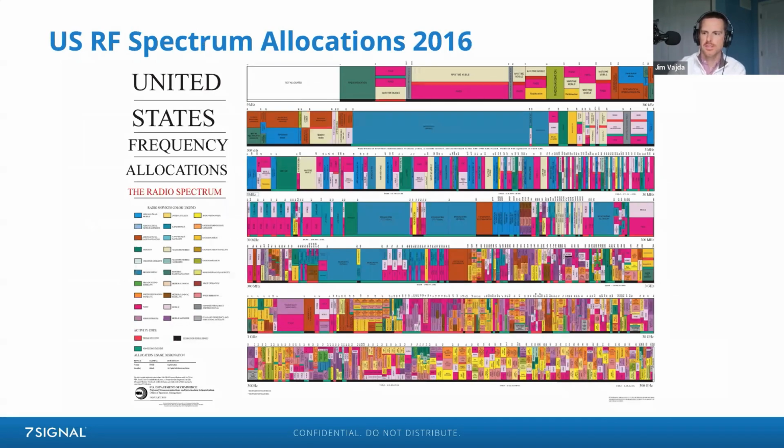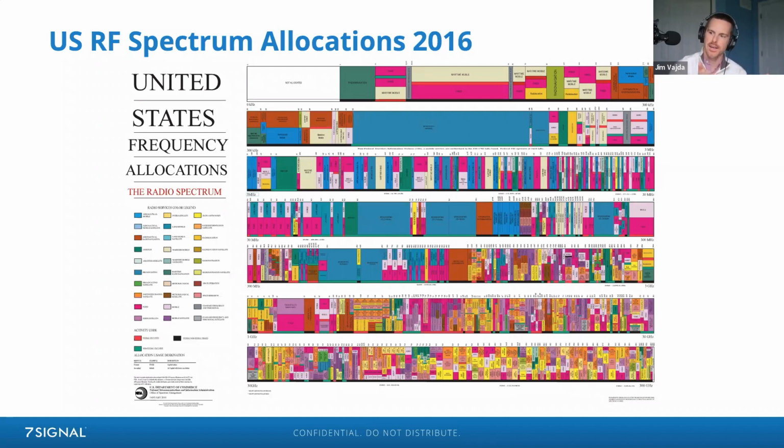So just to look at the spectrum allocation here in the US, there won't be a quiz on the slide, but what this is showing is all the RF spectrum and how it's allocated. So each little rectangle is a different type of allocation. And one of the things you can see is that in some frequency bands, there's multiple users, multiple allocations kind of stacked on top of each other, right?